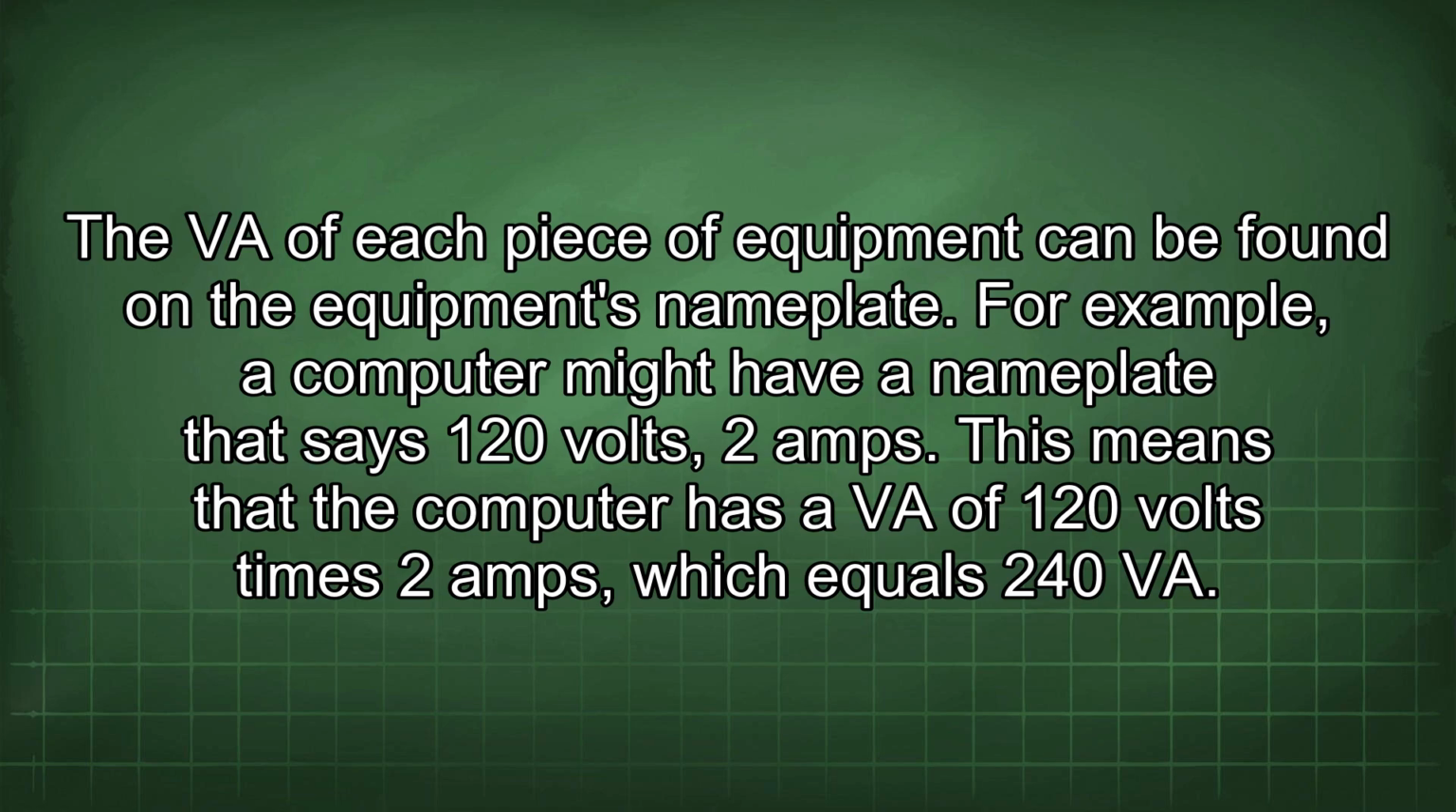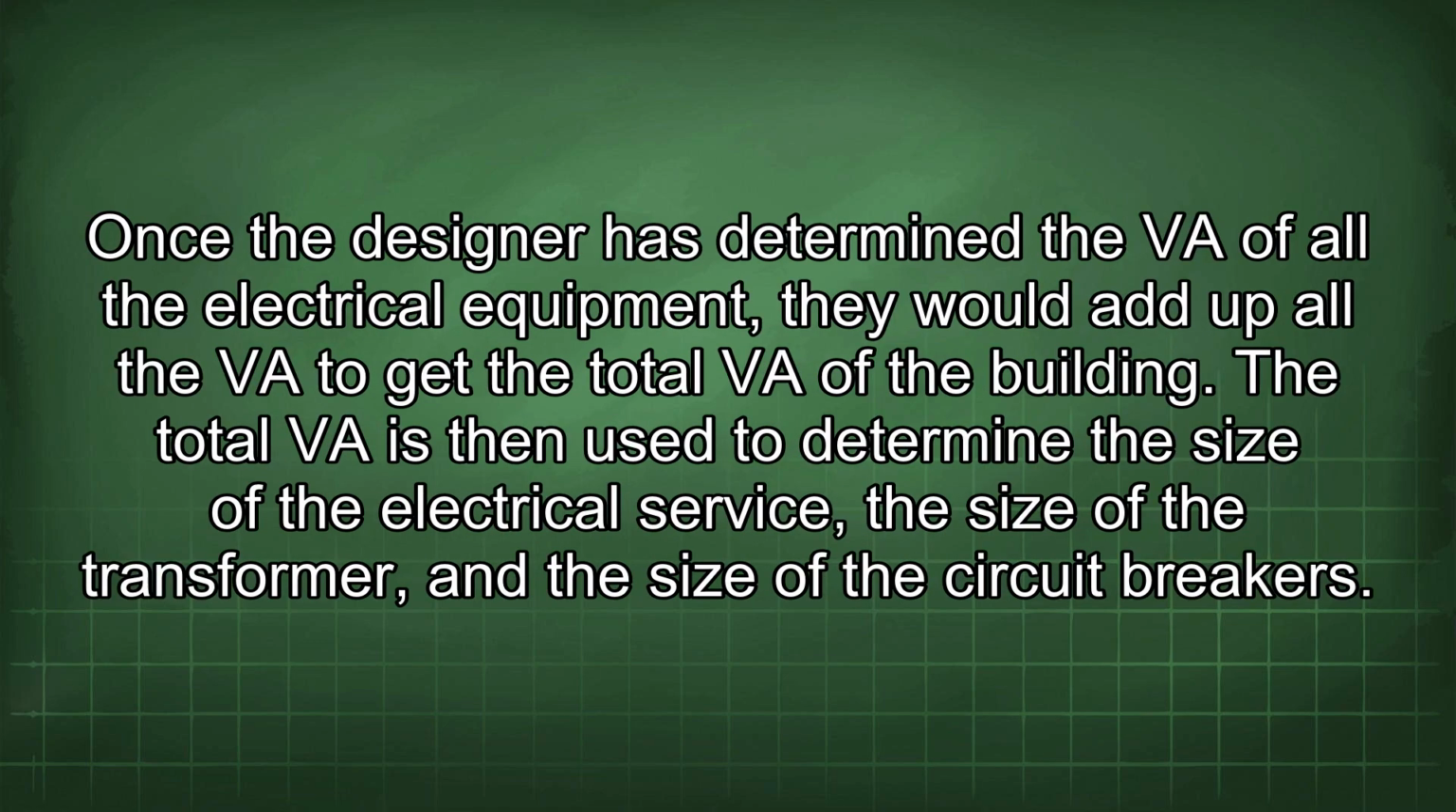For example, a computer might have a nameplate that says 120 volts, 2 amps. This means that the computer has a VA of 120 volts times 2 amps, which equals 240 VA. Once the designer has determined the VA of all the electrical equipment, they would add up all the VA to get the total VA of the building. The total VA is then used to determine the size of the electrical service, the size of the transformer, and the size of the circuit breakers.